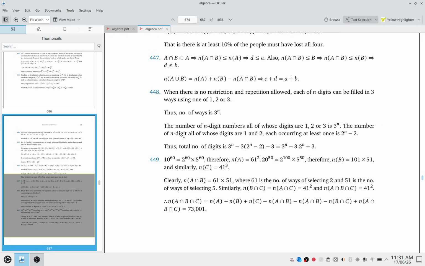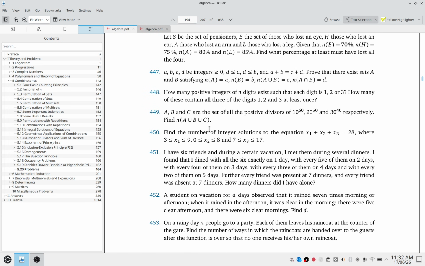The number of n digit numbers where all digits are 1 and 2 will be 2 to the power n minus 2. Thus the total number is 3 to the power n minus 3 into 2 to the power n minus 2. That is minus 3 also. So we have the final answer as 3 to the power n minus 3 into 2 to the power n plus 3. If you do not understand this question, let me know in the comment box. I will explain the answer a bit more.